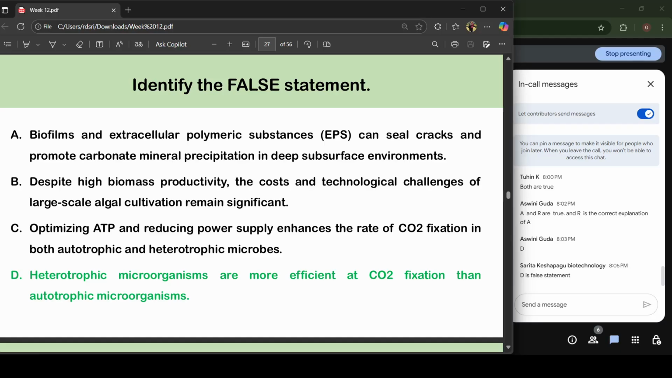Autotrophs are generally more efficient at carbon dioxide fixation than heterotrophs because the carbon source for autotrophs is mostly inorganic carbon, which is carbon dioxide. So they carry out photosynthesis and try to fix this carbon dioxide into organic carbon. That is why the potential is high for autotrophs, whereas heterotrophs do the opposite. They consume the organic products and try to release carbon dioxide. So they are not good at fixing carbon dioxide as such.